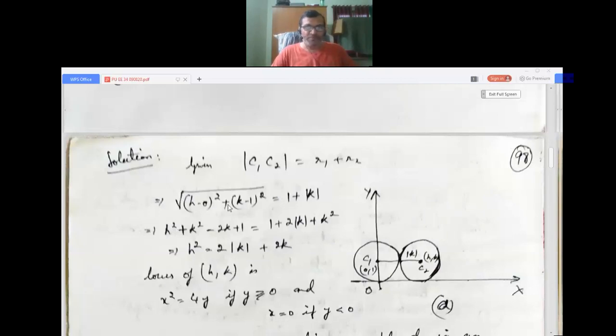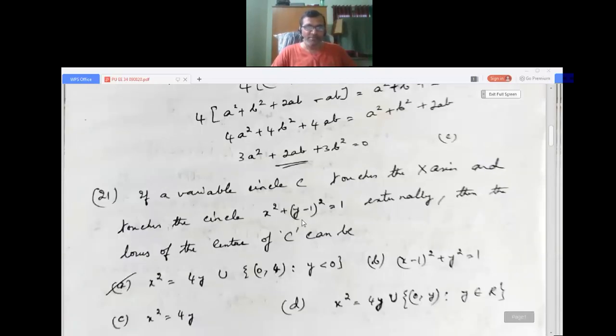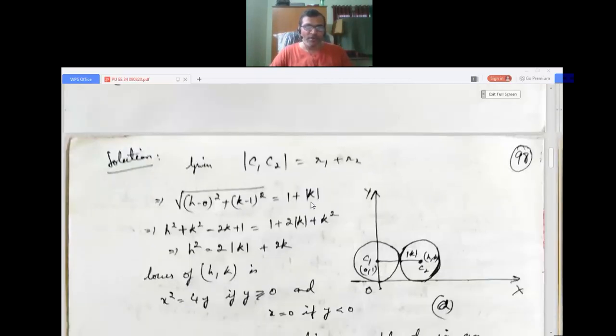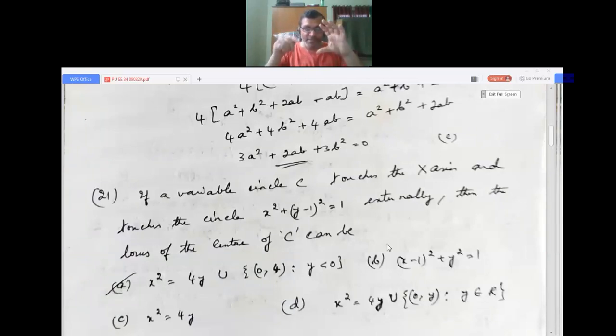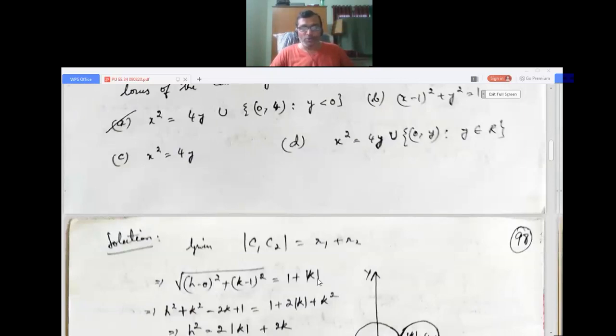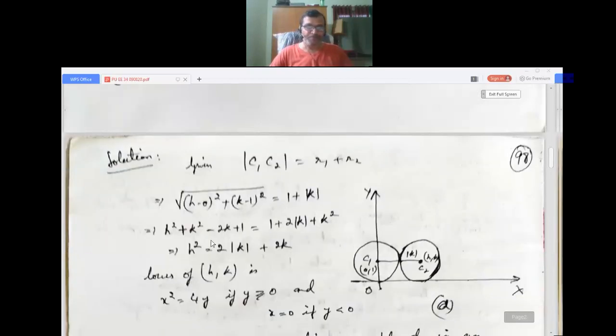Okay, because the variable circle touches the circle externally, we can take R1 is 1 and R2, according to the given conditions, it will be equal to magnitude of k because it touches the x-axis. A variable circle with center h comma k, if it touches the x-axis, the radius will be the y-coordinate of the center. We take absolute value because length cannot be negative. We take positive. I hope you followed.